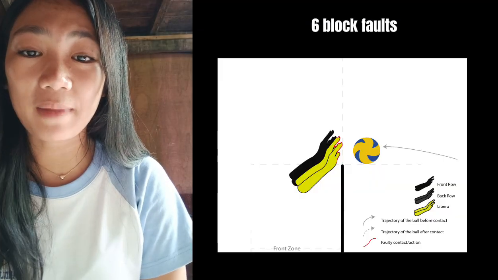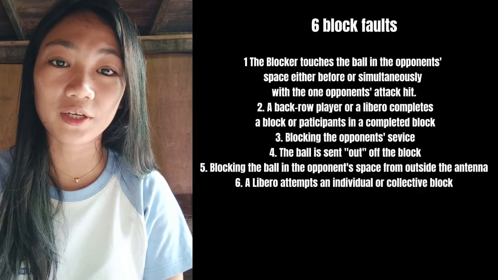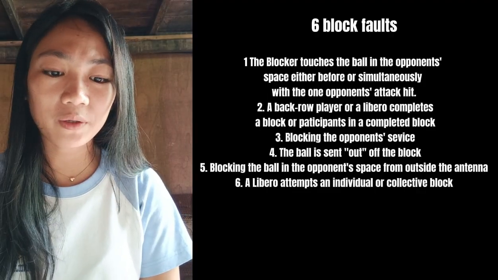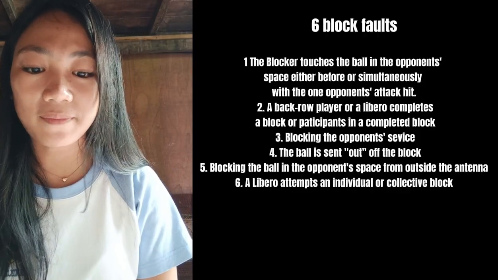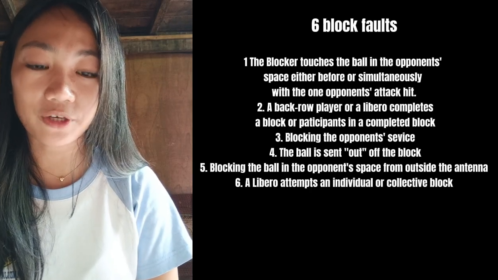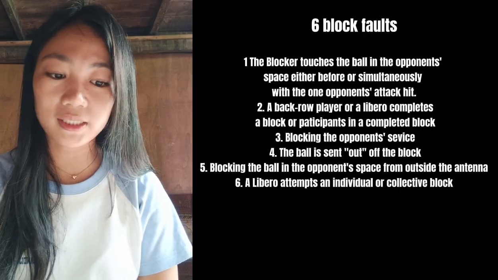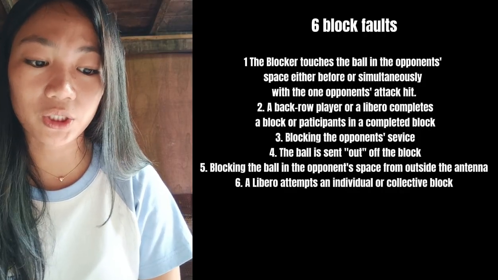And there are 6 blocking faults. First, the blocker touches the ball in the opponent's space either before or simultaneously with the attack hit. Second, a back row player or libero completes a block or participates in a completed block. Third is blocking the opponent's service. Fourth is the ball is sent out by the block. Fifth is blocking the ball in the opponent's space outside the antenna. Last is a libero attempting an individual or collective block. And that's all the inputs on the rules of play in volleyball.